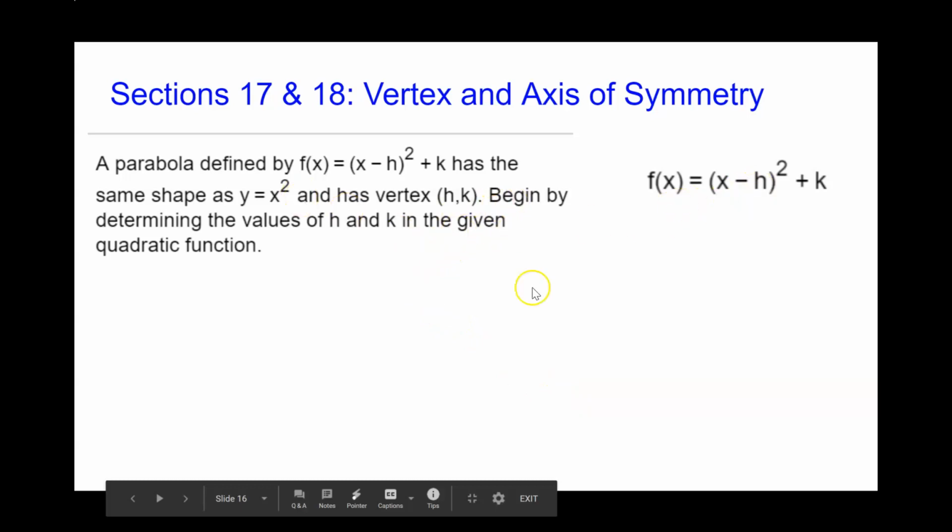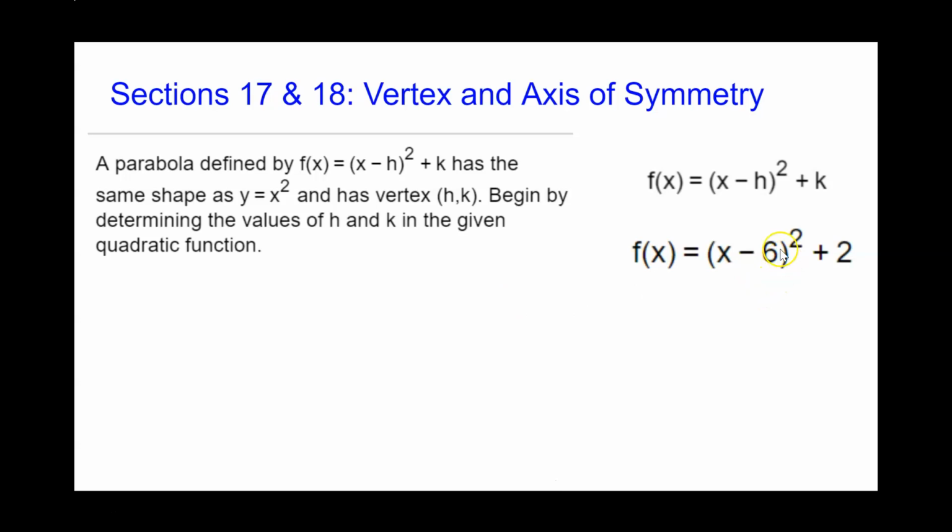Looking at this example, the h, which is considered to be the x value in the ordered pair, it's probably easier to look at it as just changing the sign. So we see a -6, so when we put it into our vertex, it's actually going to be positive 6. And over here, because there's a positive 2, we keep the same sign. So it's going to be 2 as our k. So the answer for this one is going to be 6 and 2.